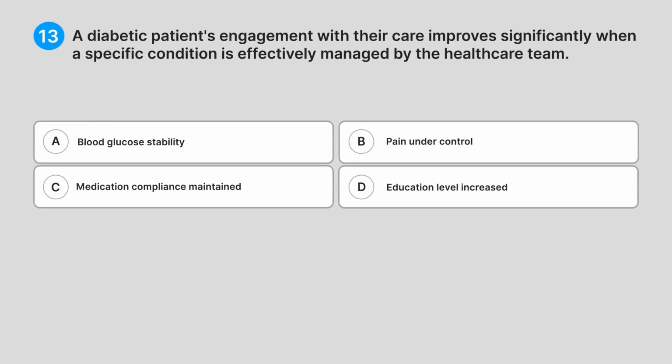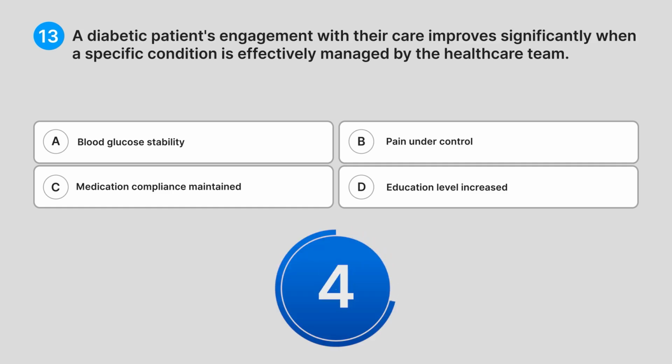13. A diabetic patient's engagement with their care improves significantly when a specific condition is effectively managed by the healthcare team. A. Blood glucose stability. B. Pain under control. C. Medication compliance maintained. D. Education level increased. Can you guess the answer?